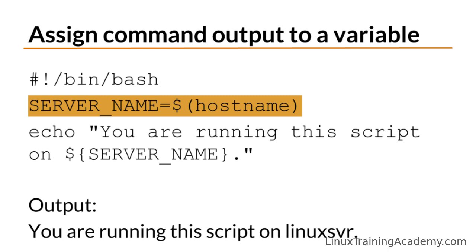You can also assign the output of a command to a variable. To do this, enclose the command in parentheses and precede it with a $ sign. In this example, the output of the command hostname is stored in the variable server name. In this sample output, the server name is Linux SVR.